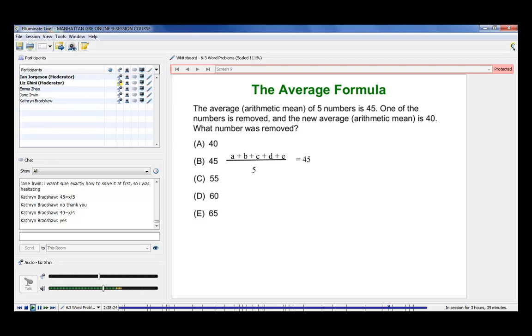So we've got A plus B plus C plus D over 4 is 40. All right. So what's useful here? What can you do with this? What can you do with this, guys? You can find the two sums, right? I can multiply, right? Yeah, 5 times 45 gives me 225, and 4 times 40 gives me 160.